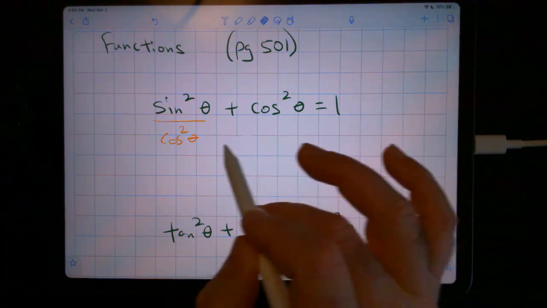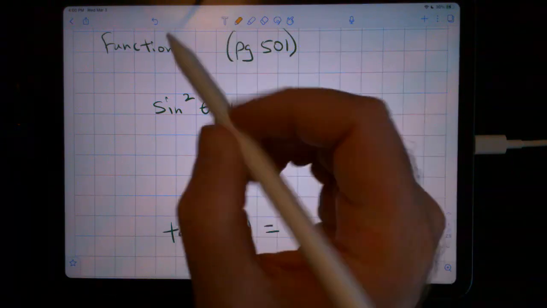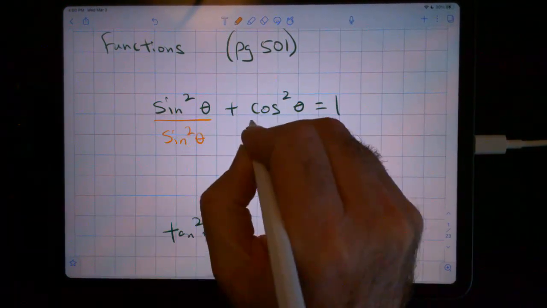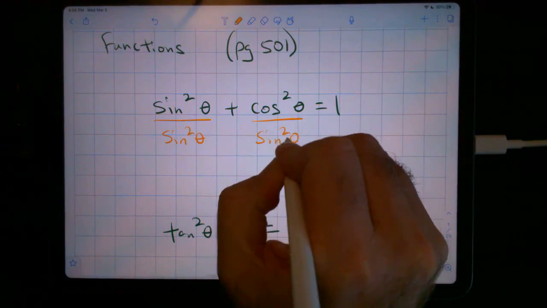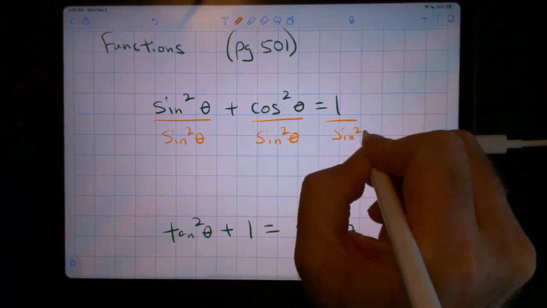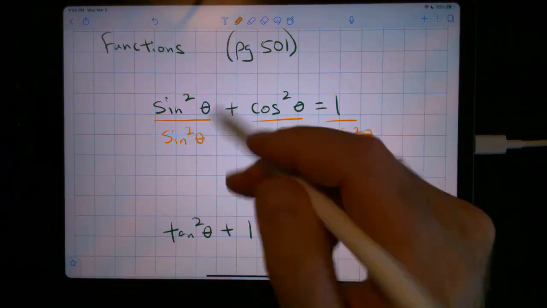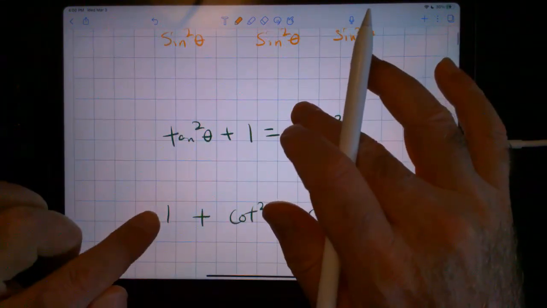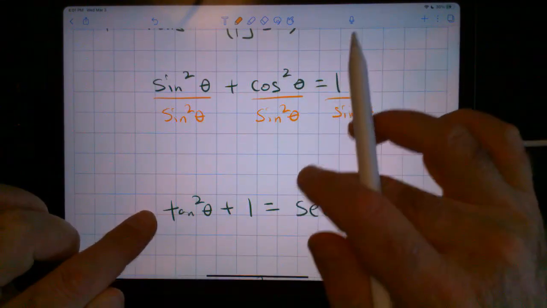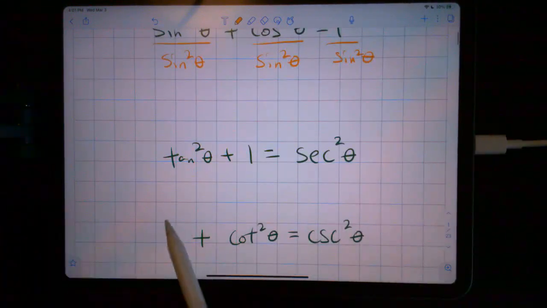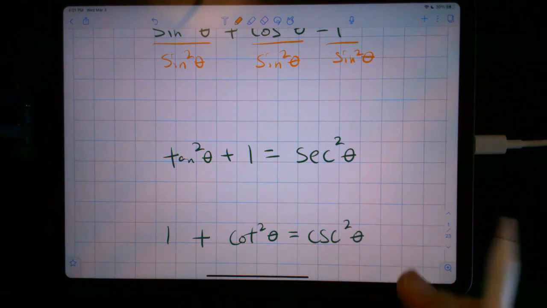Additionally, if you want, you can divide everything by sine squared theta. Okay, so sine squared theta divided by sine squared theta is 1. Cosine divided by sine is cotangent, and 1 divided by sine is cosecant. So this is another identity.